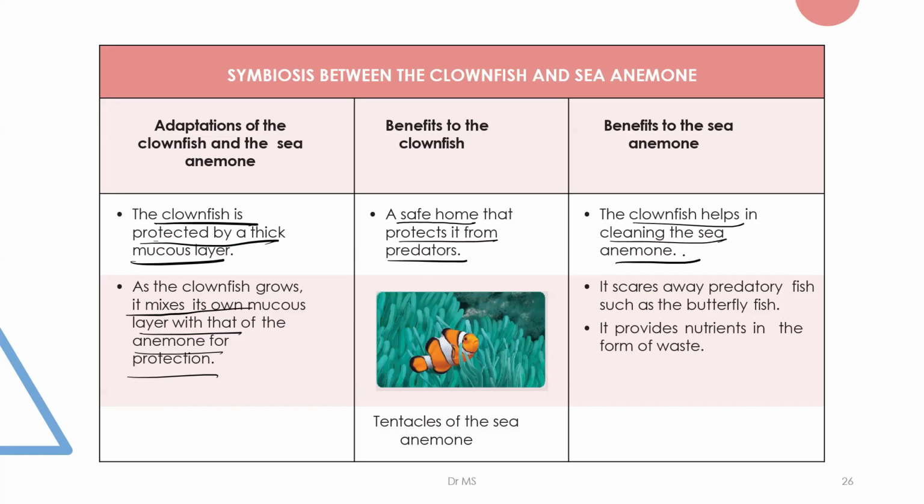Okay, so what is the symbiotic relationship seen between the clownfish and sea anemone? Here the clownfish is getting protection, whereas the sea anemone gets cleaning with the help of this clownfish, as it feeds on all the things that are there. So it scares away predator fish such as the butterfly fish. It provides nutrition in the form of waste. That means whatever waste the clownfish secretes is food for the sea anemone.